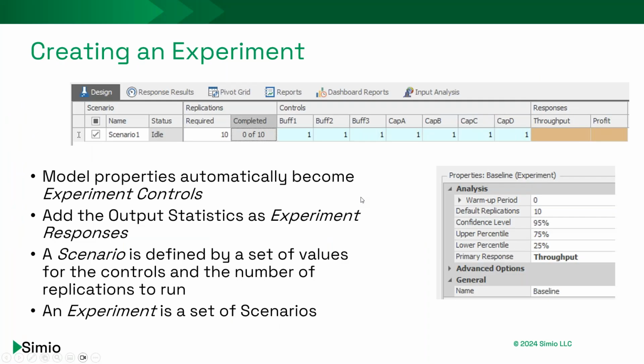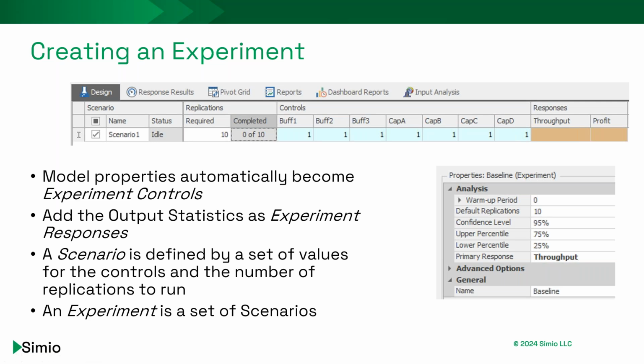So what we want to then create, instead of running in interactive mode, is an experiment. And when we create an experiment, we see that the reference properties automatically become experiment controls, and that we can use our output statistic to define experiment responses. And so in this context of a Simio experiment, a scenario is defined by specifying values for each one of the controls, and then specifying the number of simulation replications that I want to run. So that's how we're defining a scenario. And then an experiment is a set of these scenarios.